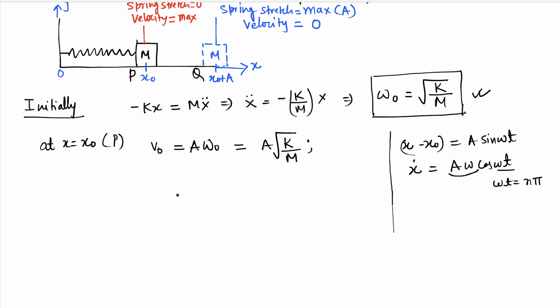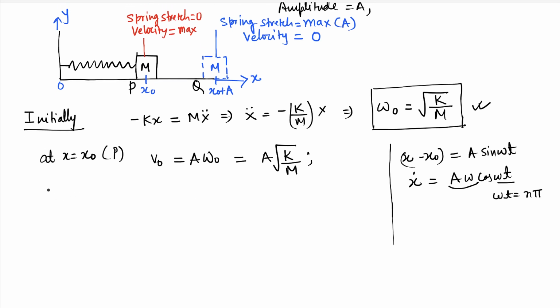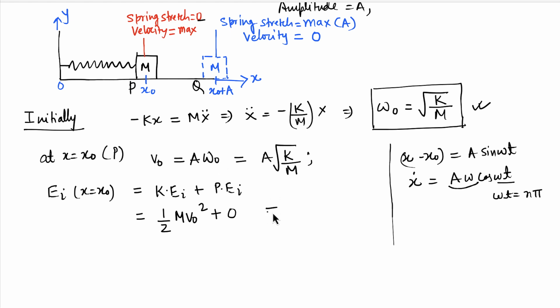Okay. V0. And now what is the energy, initial energy at x0? So this will be equal to kinetic energy initial plus potential energy initial in spring mass system. And what is kinetic energy? So it is half m v0 square and plus 0, because stretch is 0, right? We know that stretch is 0. Okay, so this is the initial energy, half m v0 square.